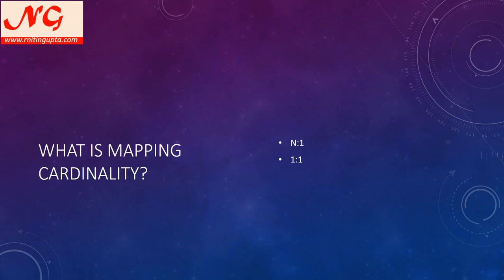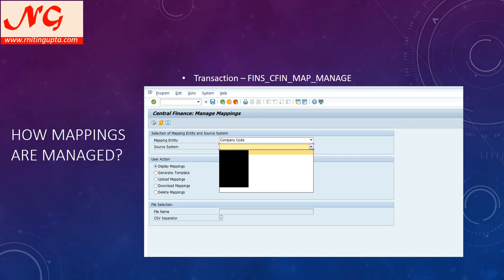How are mappings managed? Initially there was no option, but in the first release of CFIN, I built a custom tool. But now SAP has given the standard transaction FINS_CFIN_MAP_MANAGE. In that option, you select the mapping entity. You have a list of all the fields like company code, GL account, cost element, vendor, customer. Several fields are there, and then you select your source system. It can be A, it can be B, and then you have user action.